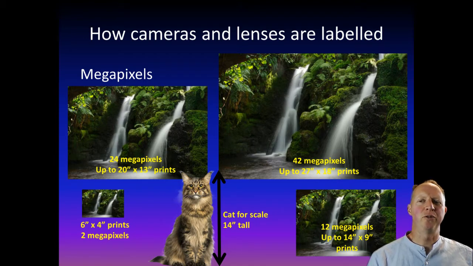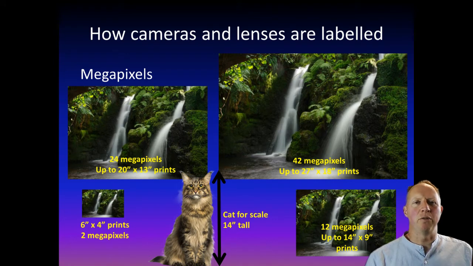If I've got a 24 megapixel camera, I can make prints that will stand up to being looked at very closely and still look sharp, of up to 20 by 13 inches. Okay, there's quite a few full frame cameras with 42 megapixel sensors out there now, and I can go a bit bigger. I can go up to about 27 inches by 18 inches, so 2.5 foot across on my pictures.